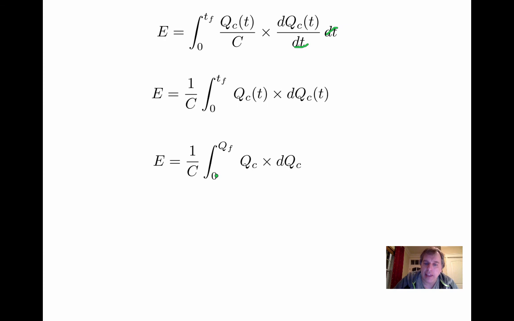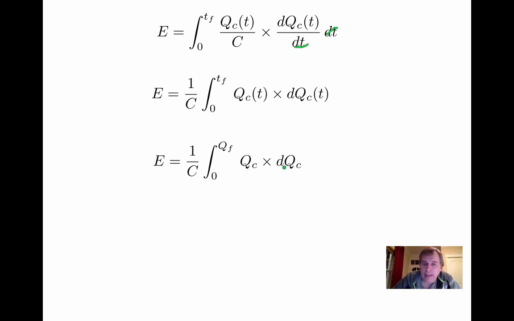So now we have an integral over Qc. That's our variable. If this integral bothers you, Qc is just a variable. So think of Qc as being x, and dQc is dx. So basically we're integrating x dx. You know how to integrate that. The integral of x dx is just x squared over 2. In our case, Qc stands for x.